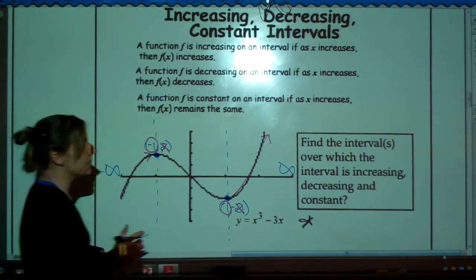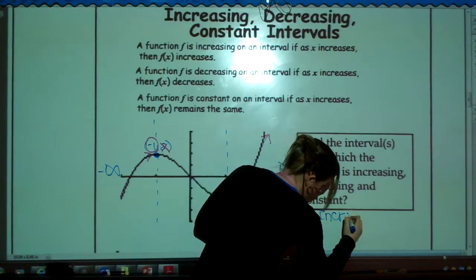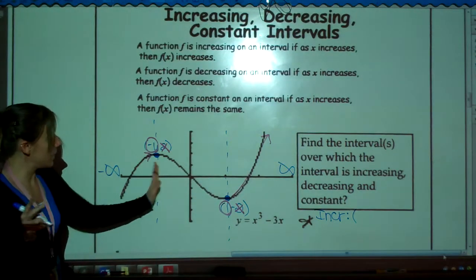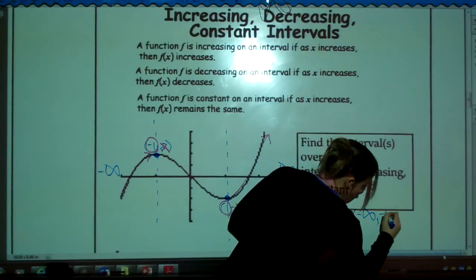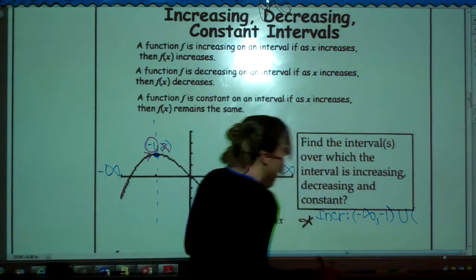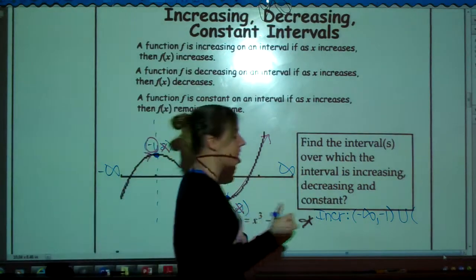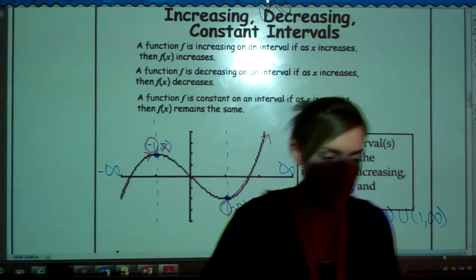Okay, so find the intervals over which the function is increasing, decreasing, and constant. So increasing, there are two intervals. So from negative infinity, and then it stops here, so that's -1. In union, starts here again at 1, and then it goes off forever into positive infinity. Okay, let me make sure you can see that.